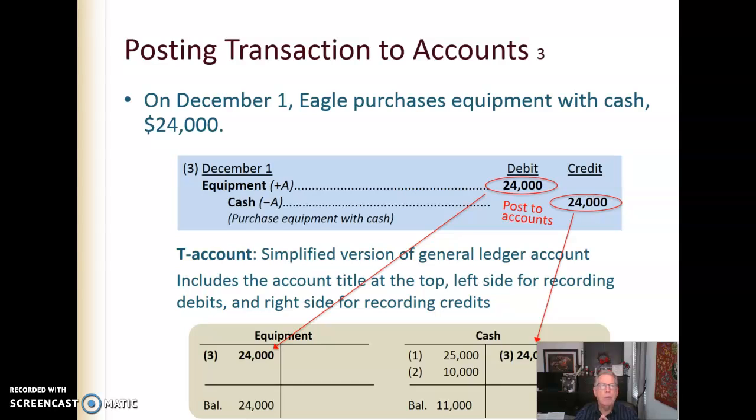Next, we purchase some equipment with cash. Equipment went up, cash went down. Both are left-hand side accounts. Cash is a current asset, while equipment is a long-term asset, sometimes called fixed asset or plant asset. But they're both assets. They both live on the left-hand side. To make them get bigger, we debit them. Cash went down, so we credited that left-hand side account to make it get smaller. And as it's shown, the balance of cash now is down to $11,000.